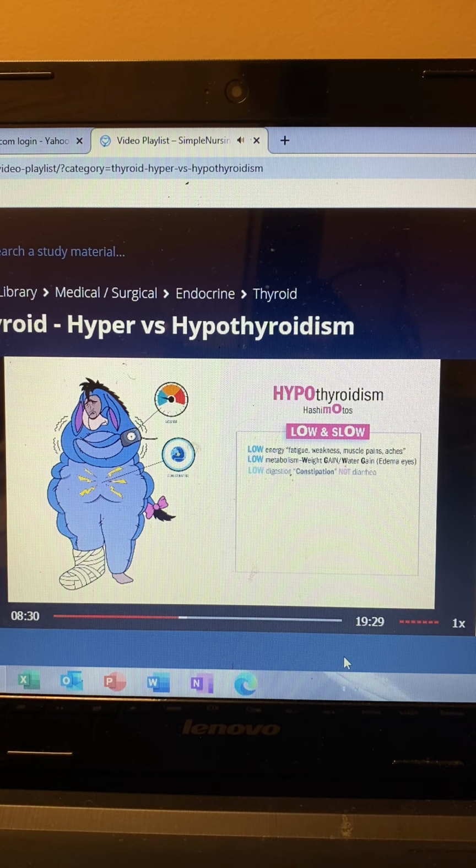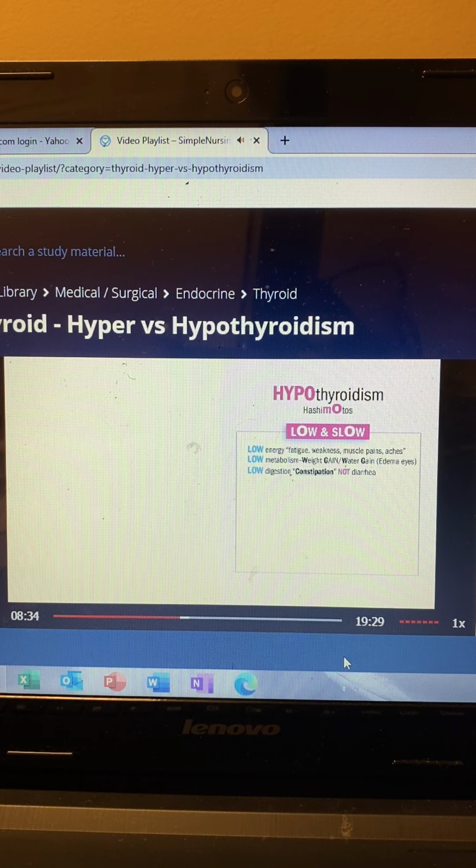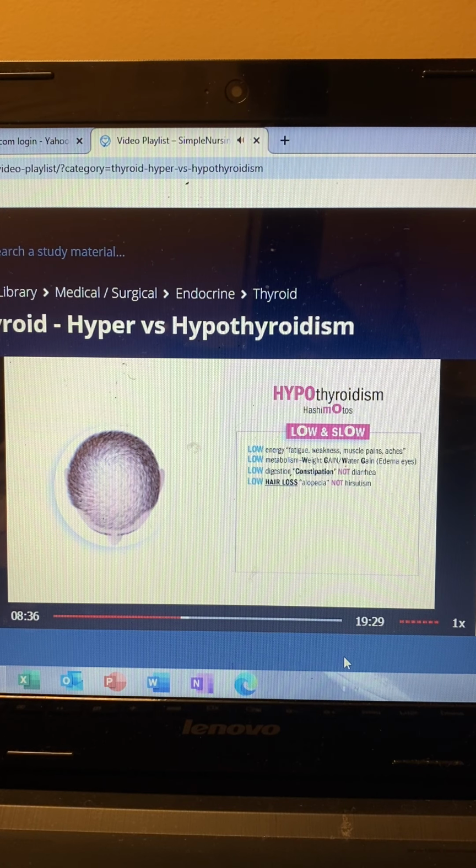We also have low digestion, called constipation, not diarrhea. Low hair, or basically hair loss, called alopecia. Now guys, this is not hirsutism. Huge NCLEX tip, they're gonna try and trick you. Hirsutism is that hairy suit. We have hair loss here.